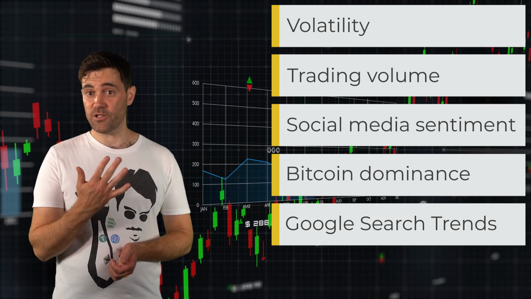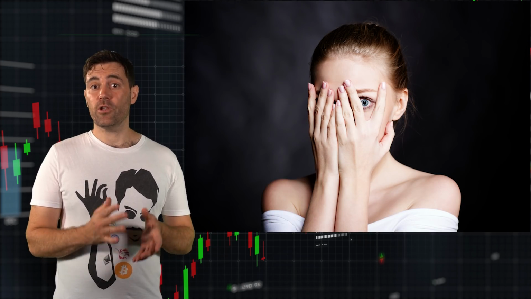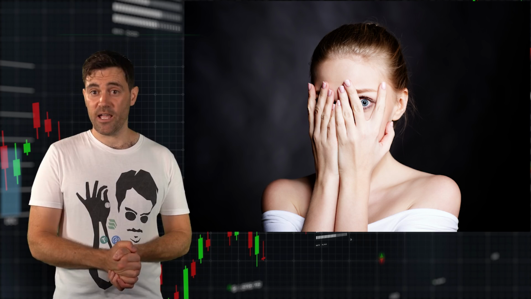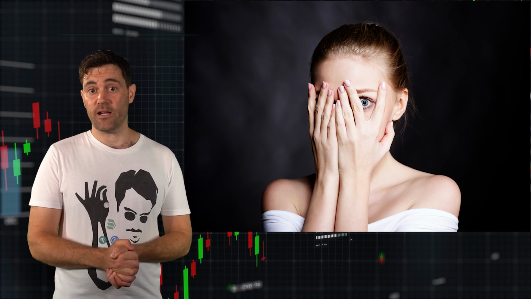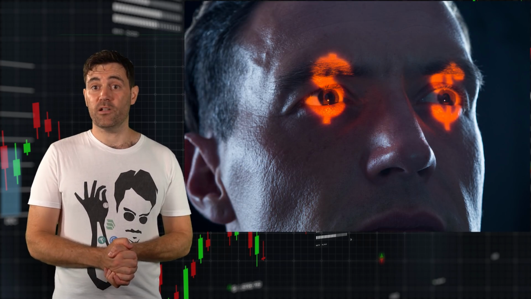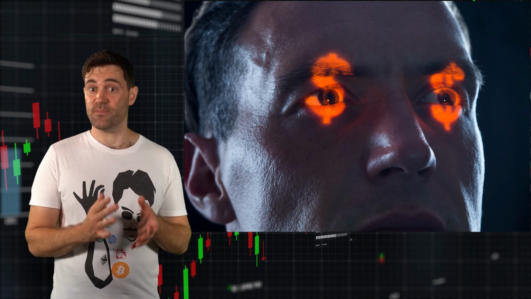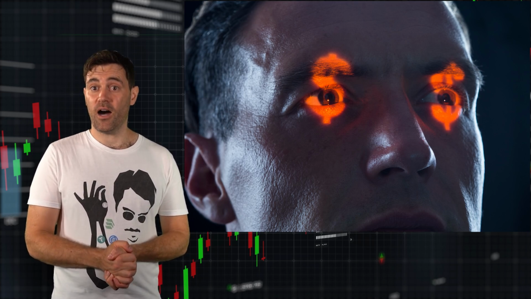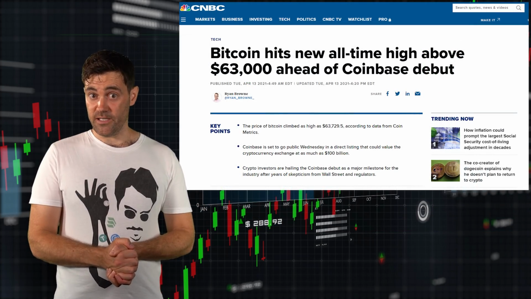and Google search trends. When market volatility is high, trading volume is low, social media sentiment is negative, Bitcoin dominance is high, and Google search trends are low, you end up deep in the fear territory, like we are now. Conversely, if market volatility is relatively low, trading volume is high, social media sentiment is positive, Bitcoin dominance is low, and Google search trends are high, the crypto market is greedy. Those were the good old days, huh?